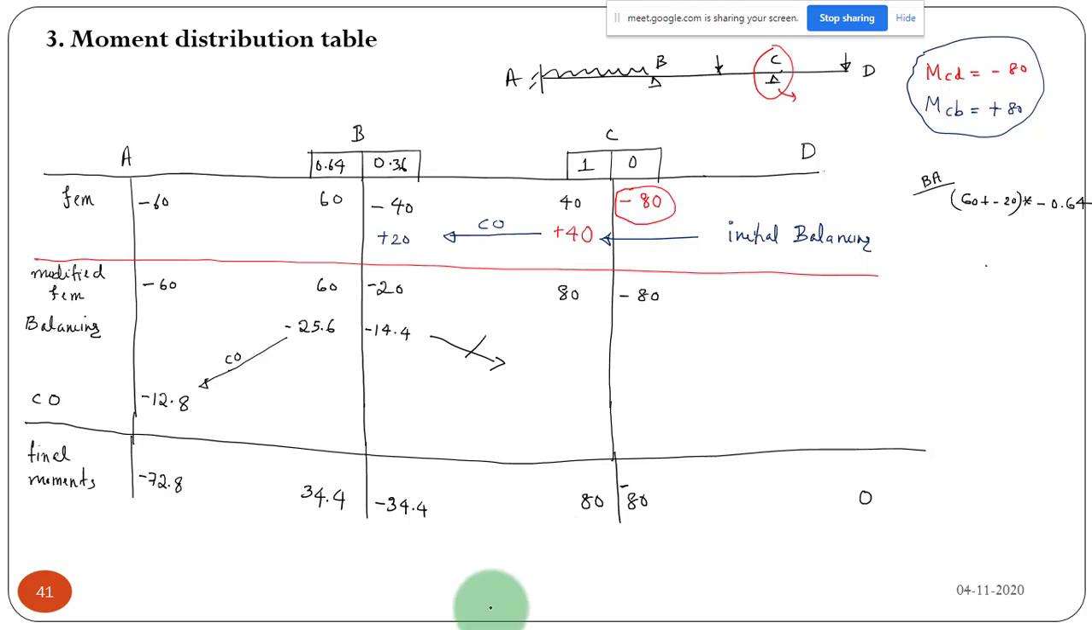So now we can draw the moment diagram. I am not doing that, you can do that. We have done a lot of problems, no? So the moment diagram will be like: joint A minus 72.8 anti-clockwise, and here clockwise 34, here also anti-clockwise 34, and here it will be like this. So this part is not there. And here we have joint C plus 80, and here we have minus 80, and the free end is 0.